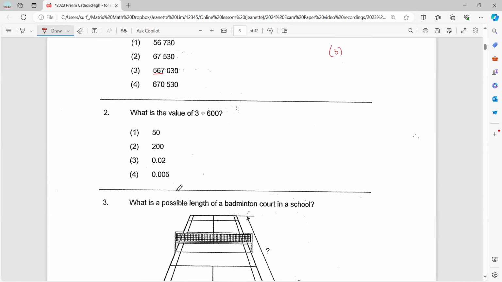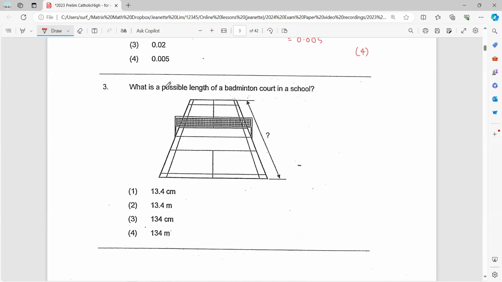What is the value of 3 divided by 600? So 3 divided by 600 can otherwise be written as 3 divided by 6 divided by 100. Or you can divide by 100 first. Okay, 3 divided by 6 is actually 0.5, because 3 over 6 is half. Half is 0.5. Then divide by 100. Now, if you want to divide by 100, the decimal point will shift to the left 2 times. So you end up with 0.005. So option 4.